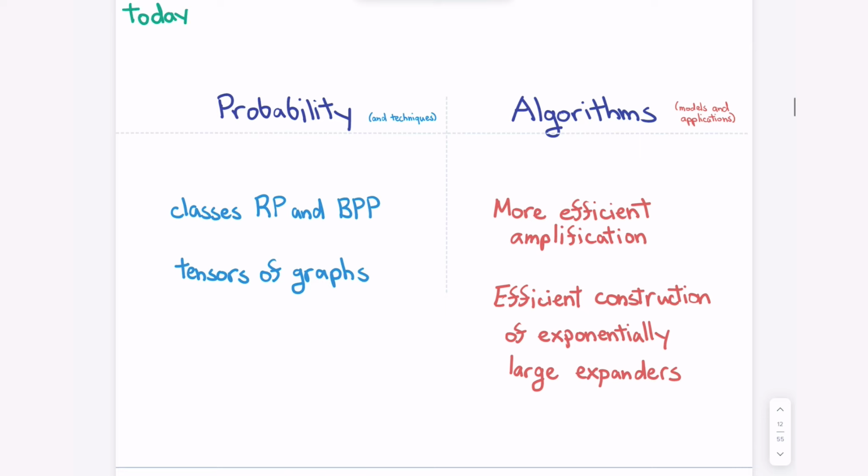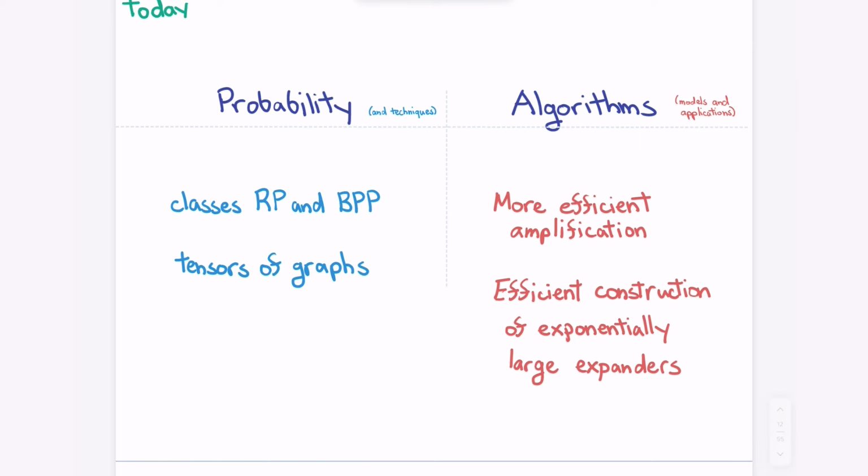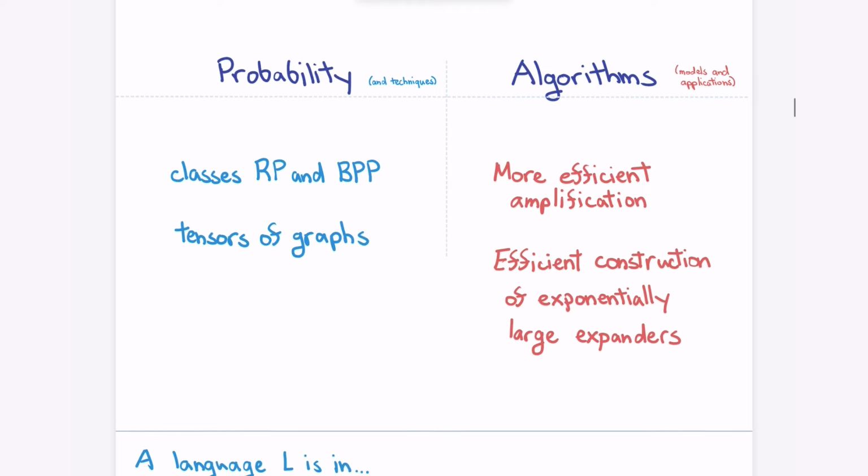So today we're going to generalize some of these ideas. We'll talk a little bit about complexity classes because that's the context in which these results are described. We're also going to have to talk about tensors of graphs, which we've talked about previously. The idea is to try to do more efficient amplification, and we'll also have to talk about making large expanders.